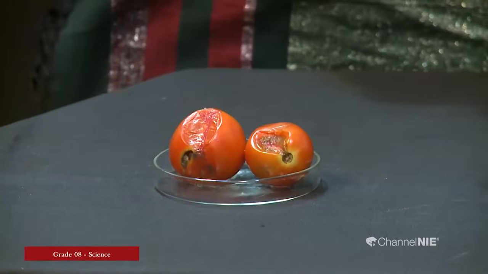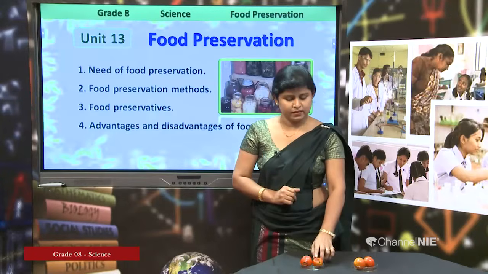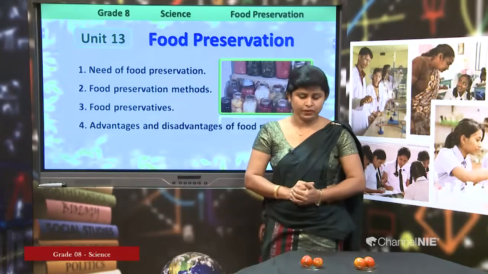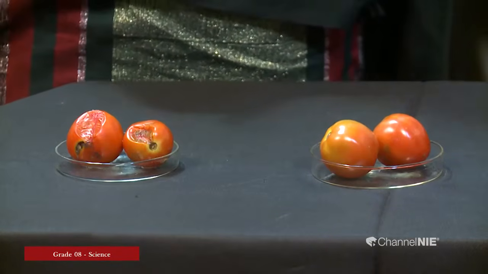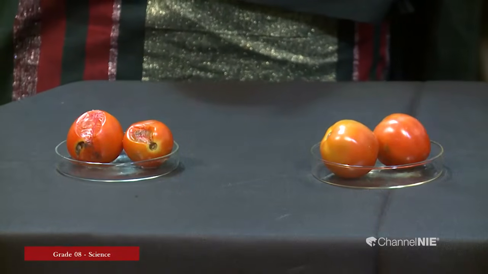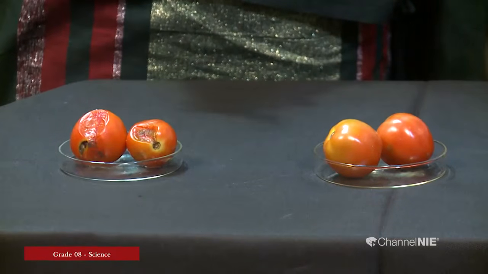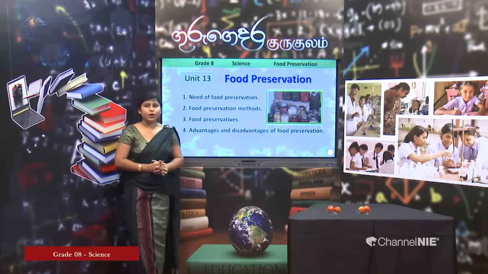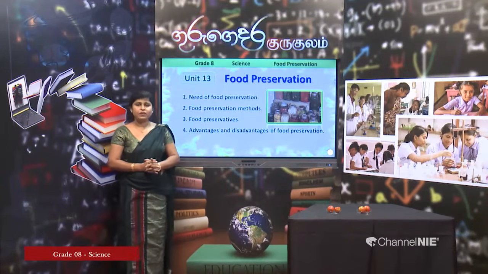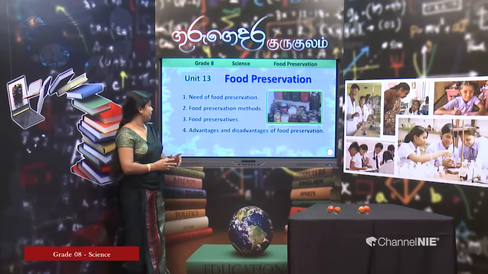Then you can observe that the color is changed, and when I touch it, the texture is soft, and I can't taste this because it is spoiled. You know that we can't taste spoiled food. So, here are the differences between a fresh food sample and a spoiled food sample, right. I think now you can understand the differences between fresh food and spoiled food.